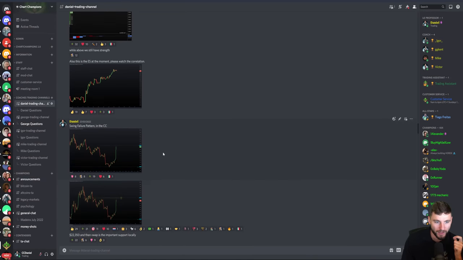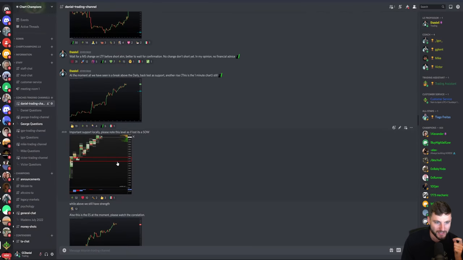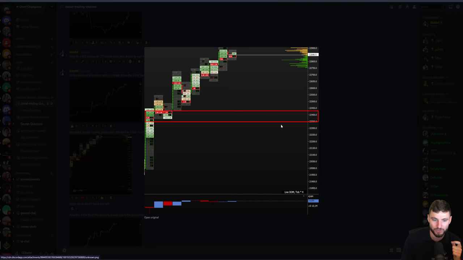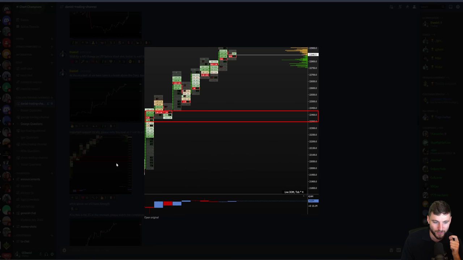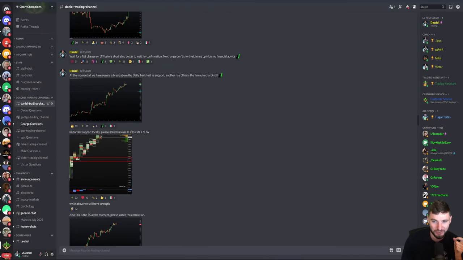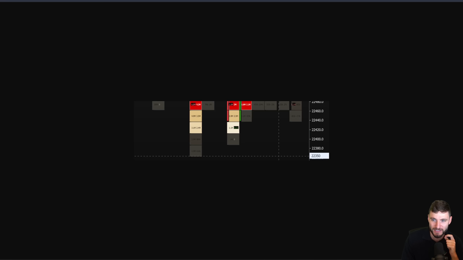Okay, so you might think, why is this an important support zone? Well, this is the level 22,350. Again, identified back on the 27th of July. Look here at the candles and the POCs. So this was the level that I gave, 22,350, as written inside of the coaches only channel, 22,350, 22,400. This is the reaction that we got.